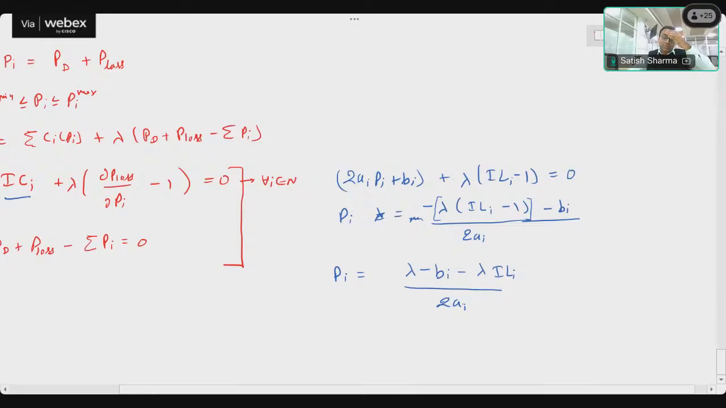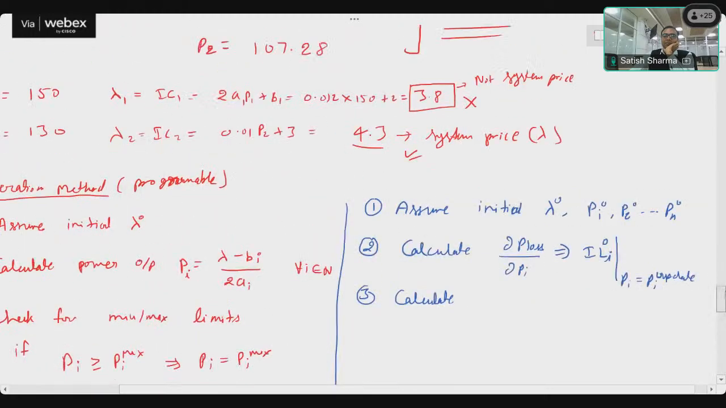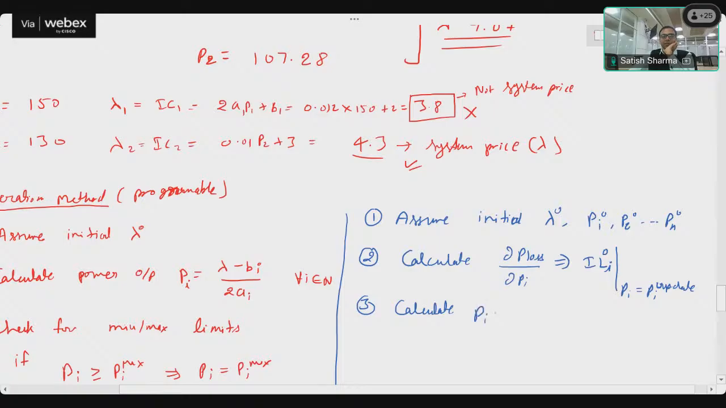Okay, so this is what we can write down, and here we know that this is some initial assumed value. We are assuming a certain value for this lambda, and incremental losses for a particular initial value of p1, p2, p3. We can obtain the incremental losses so far, and we can obtain certain pi. So pi is nothing but lambda minus bi minus lambda times the incremental losses of the ith generator, divided by 2ai. So this is how we can calculate.